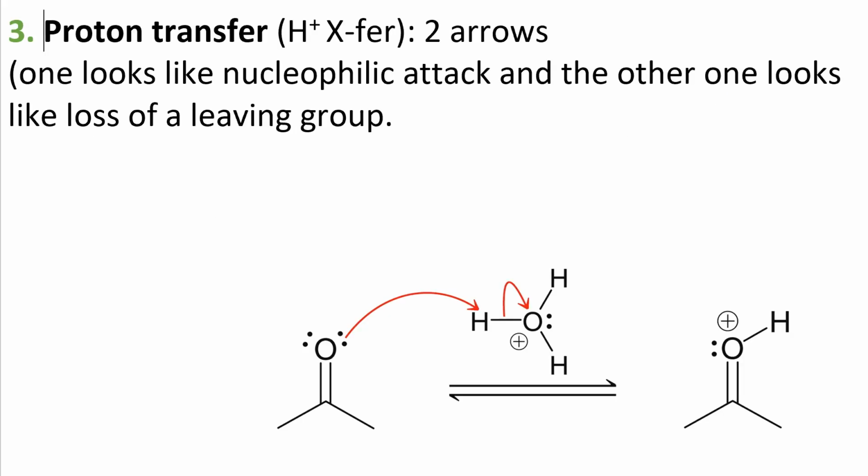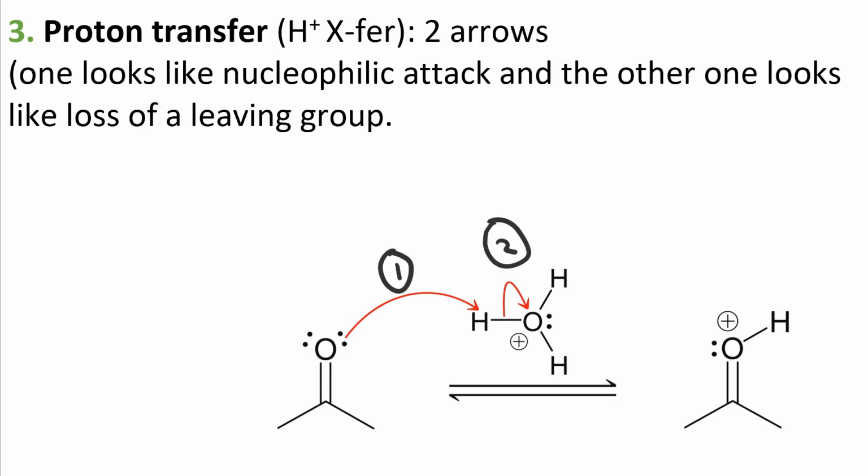The third pattern that you've seen already is proton transfer, abbreviated as H+ Xfer. This always requires at least 2 arrows. One of the arrows looks kind of like nucleophilic attack. That's arrow 1. The difference between this kind of attack and nucleophilic attack is the group being attacked is not an electrophile, it is a proton.